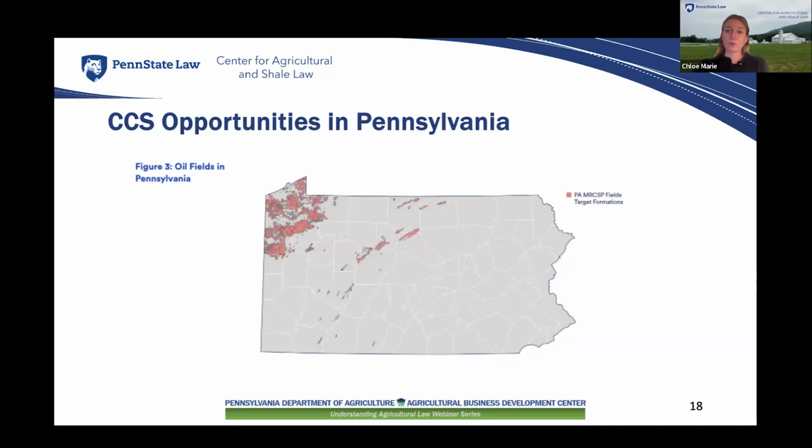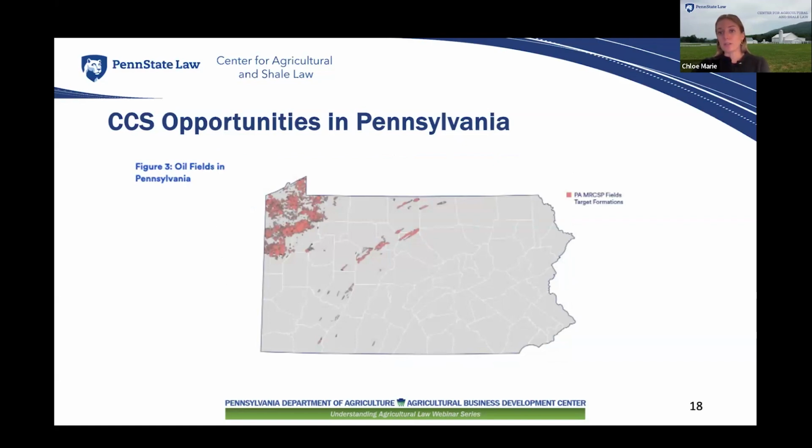The report also mentioned that depleted oil and gas fields in Pennsylvania may provide another storage option. So while data on these fields is more widely available, the high density of abandoned wells in these areas increases the risk of CO2 leakage, making secure storage more challenging.